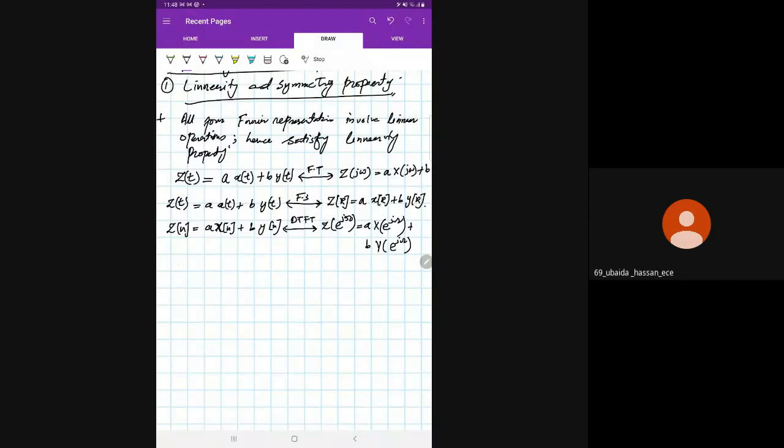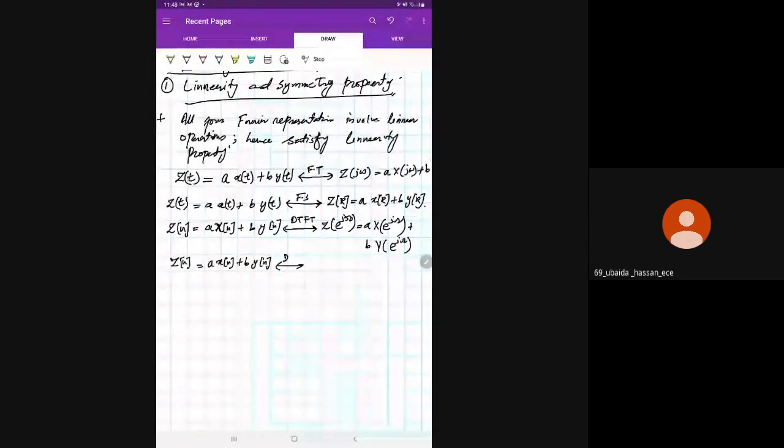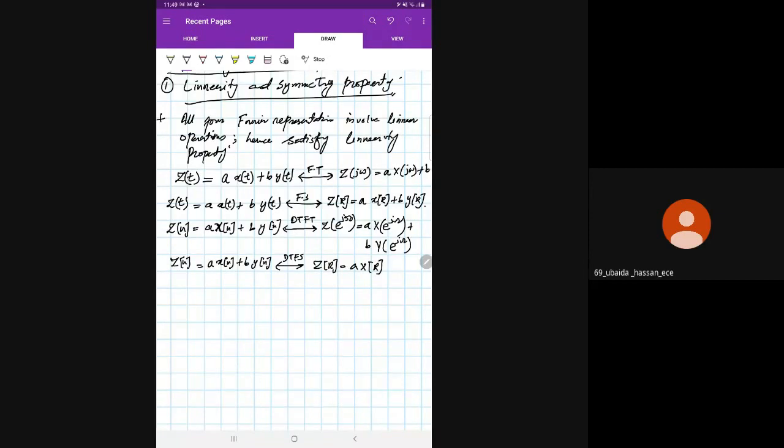Okay. So the fourth and last form: if we have a discrete time signal z of n equal to a times x of n plus b times y of n, then its discrete time Fourier series can be written as z of k equal to a times x of k plus b times y of k.